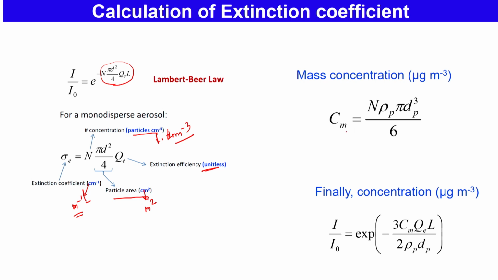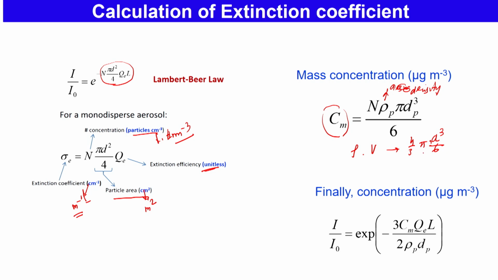You can calculate the same concentration of the particles by just using the density of the particles here. So, this is the density. You put the density and you can calculate the mass concentration, because you have rho into V, and V is 4 by 3 pi r cubed. So, r means d by 2.